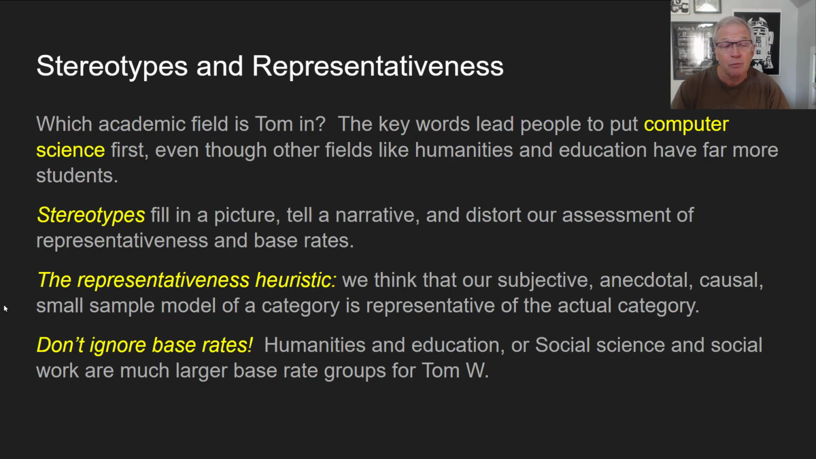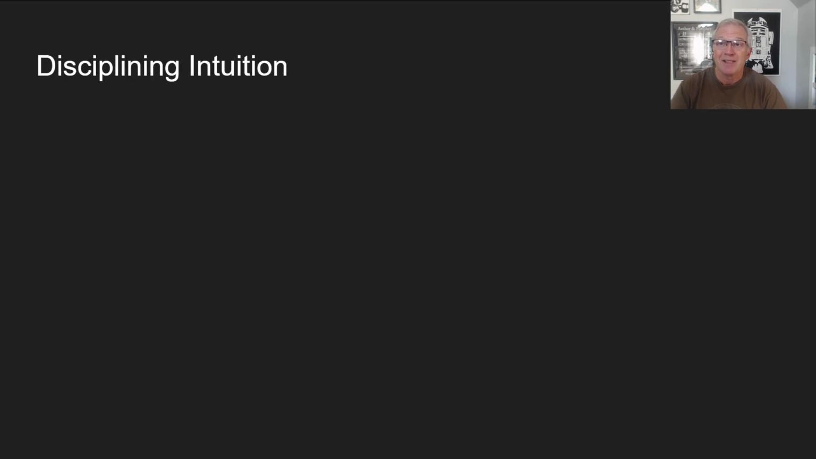So humanities and education, which was one of the categories in this list that they gave to students, or social science and social work, are much larger base rates for Tom W. And I'm not given all that list there, but obviously, if you lump in all of the people who are in the humanities and education fields, of which there's a whole bunch, that's going to be a much wider class, a much bigger base rate than just computer scientists or social science and social work. Okay, that covers a whole bunch of different fields. And were you to think about the base rates, you realize, oh, whatever else is true about Tom, he's most likely to be in the largest category here, even though I'm having this impulse to say he's a computer scientist because it fits so nicely.